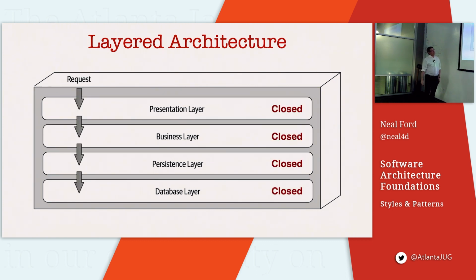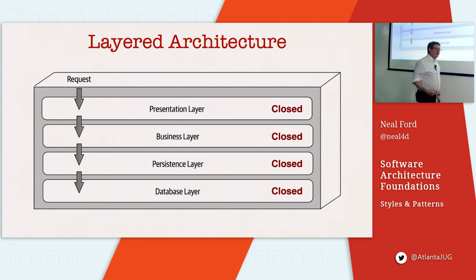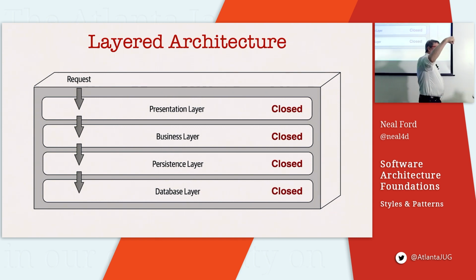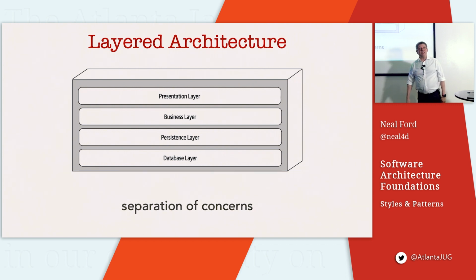And in fact, we say that in a layered architecture, each of these layers is closed, meaning that they only take requests from the layer above and flow things down to the layer below. And this gives us good separation of concerns so that we know that if we change the persistence layer, we know we're only possibly breaking two things. And that's the underlying philosophy of this layered architecture.